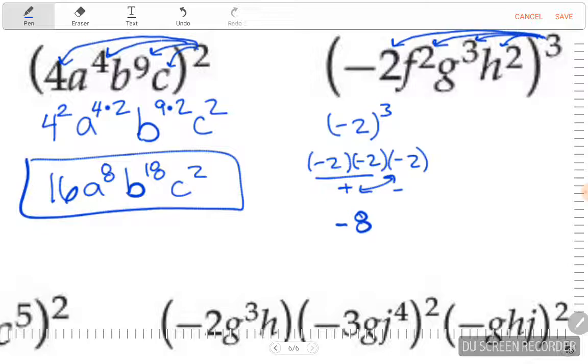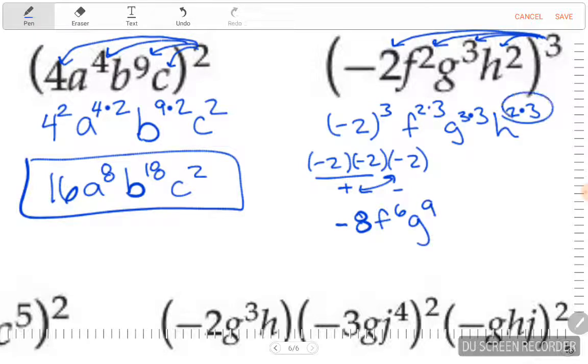Okay, moving on to the rest of this. I've got f squared, but then to the 3rd, so it's a power to a power, we multiply. G's to the 3rd, and then to the 3rd, so power to a power we multiply. H is squared, and then to the 3rd, so a power to a power we multiply. So this was figuring out the -2 part. F, 2 times 3 gives us f to the 6th. 3 times 3 means I've got g to the 9th. 2 times 3 means I have h to the 6th.